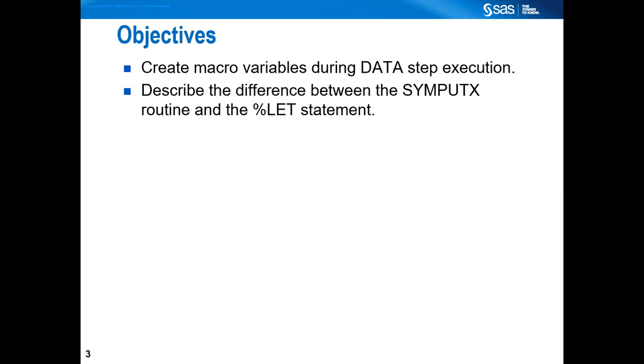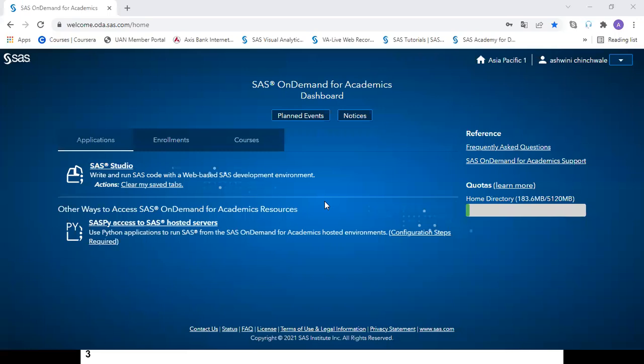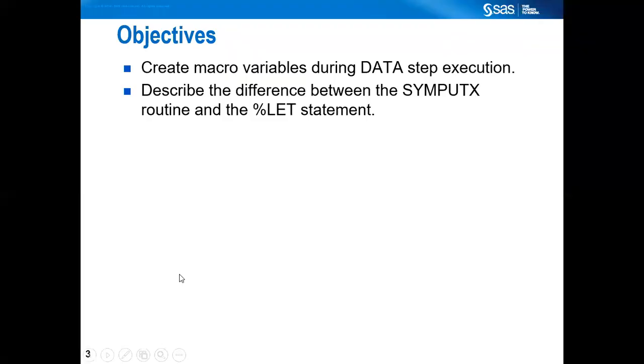So the objective here is we'll create macro variables during data step execution, and we'll describe the difference between the Symputx routine and %let statement. Now, ideally, you are aware of how one can create a macro variable. So how do we create macro variables? A quick revision. Yes, %let. Absolutely correct. With the help of your %let statement, we actually create a macro variable, right?